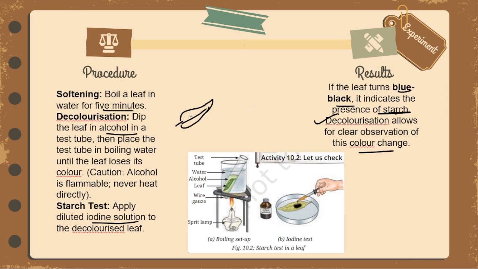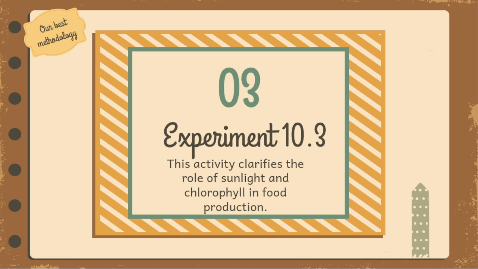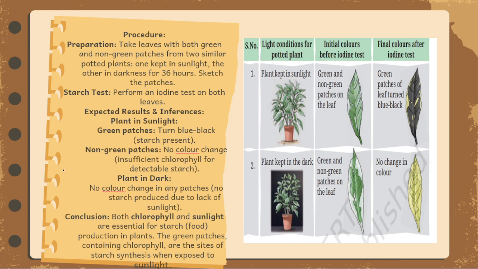So we'll decolorize it so that we can observe those color change patterns easily. Okay. Now experiment 10.3. This experiment will allow us to clarify the role of chlorophyll and sunlight. Okay. So you have to take two potted plants A and B.